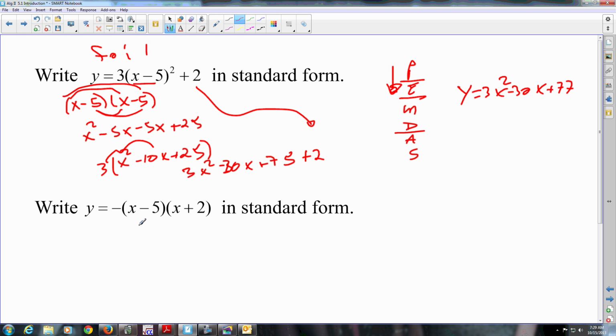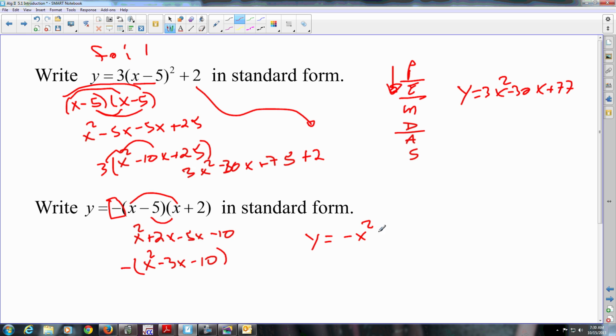Okay? This one, it's in x-intercept form, so you'd FOIL it first, hold on to this, do it last, FOIL that first, so you'd have x squared plus 2x minus 5x minus 10. And then collect like terms, x squared minus 3x minus 10. And then it still has this negative sign out front, so distribute the negative through. So y is equal to negative x squared plus 3x plus 10.